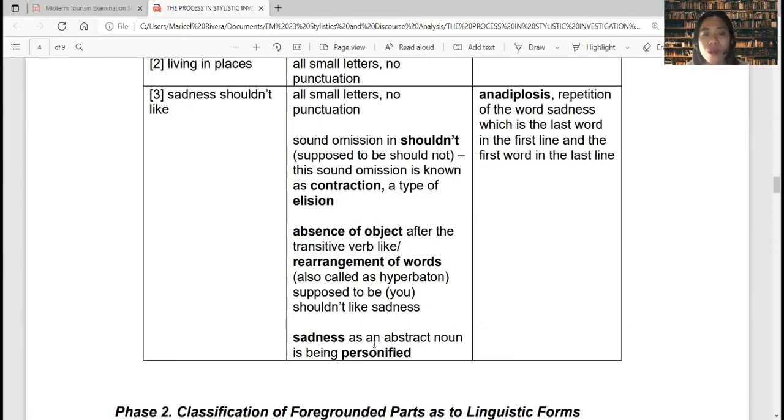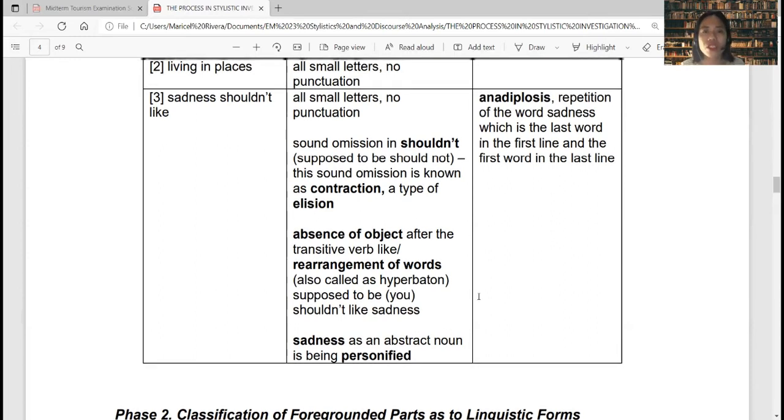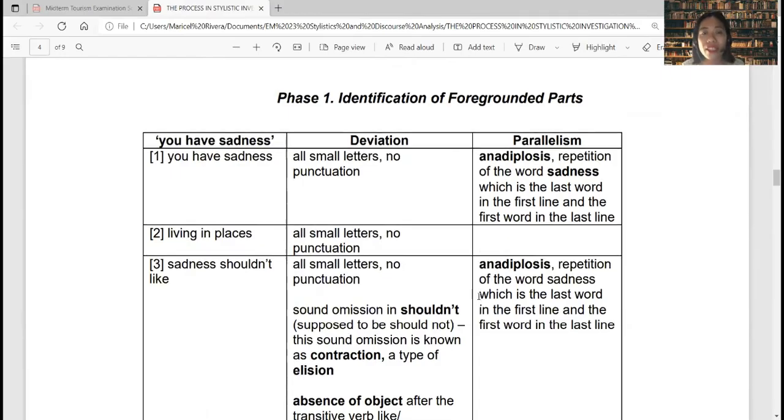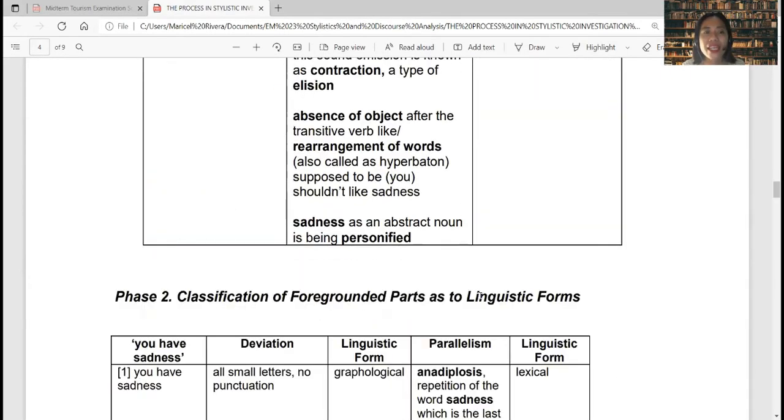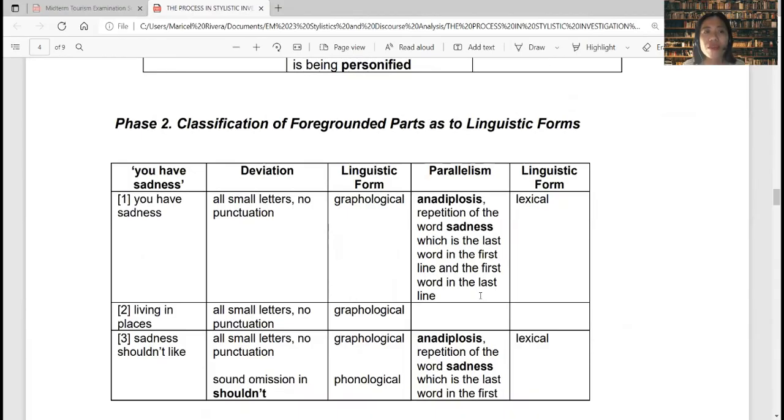So in this case, this is also a deviation, and more or less what we deviate here is the semantic. So we deviate because we look into a different meaning. We deviate from what is prescribed or what is only found in a dictionary by presenting it in a metaphor or by giving our own meaning. So this is how it should be done in phase 1, which is identification of foregrounded parts. And now we are going to take a look at phase 2, which is classification of foregrounded parts as the linguistic form. So now we already identified the foregrounded parts in terms of deviation and parallelism.